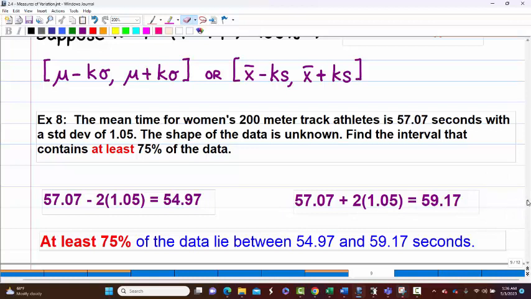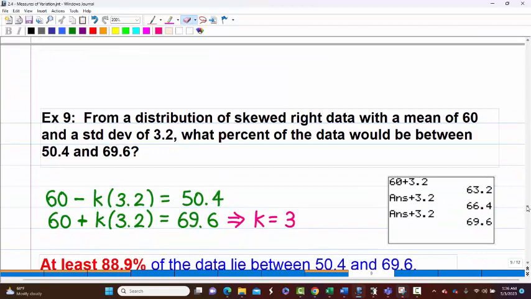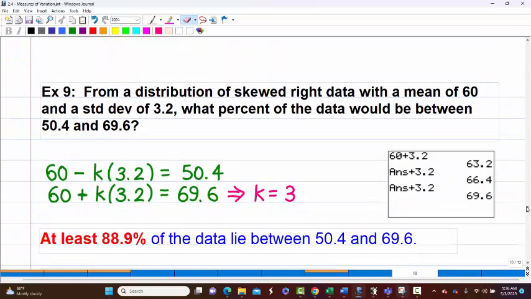Now let's do the same thing where we're given, like we did before, the interval and you've got to figure out the percentage. Skewed right. Well, skewed right, that's enough to tell us it's not bell-shaped. That implies Chebyshev's rule, not bell-shaped. Got a mean, got a standard deviation, that's going to be given to you. What percent of the data would be between 50.4 and 69.6? So I'm doing the same thing that I did with the empirical rule for these problems.